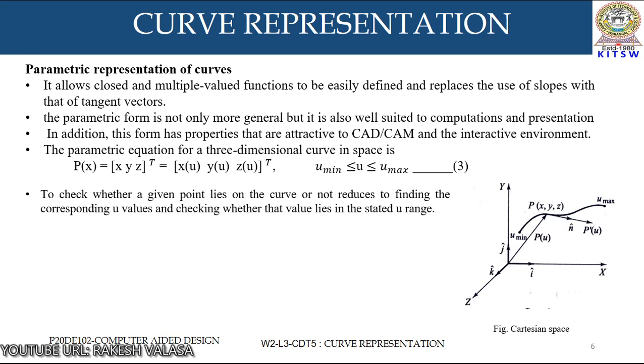The parametric equation facilitates many of the useful related calculations in geometric modeling, such as checking whether a given point lies on the curve or not. This may reduce to finding the corresponding u value and checking whether that value lies in the stated u range, that means u minimum and u max. Here points on the curve can be computed by substituting the proper parametric values in equation 3.